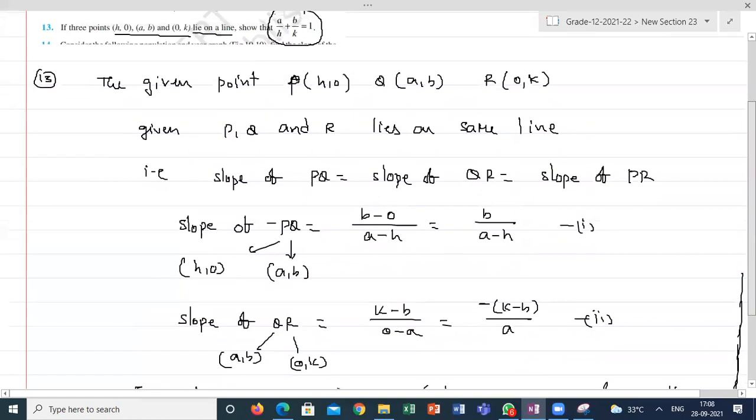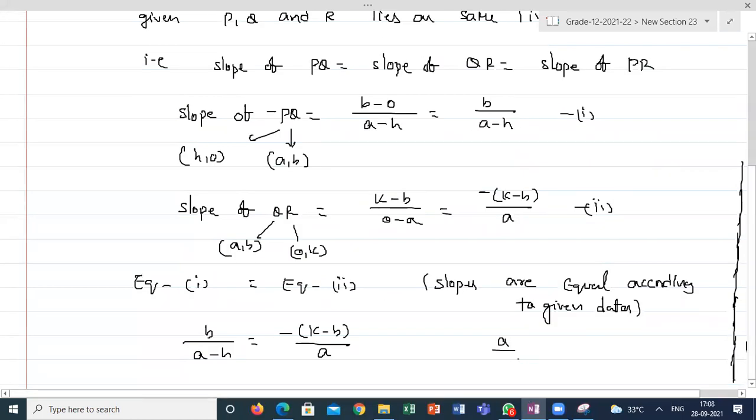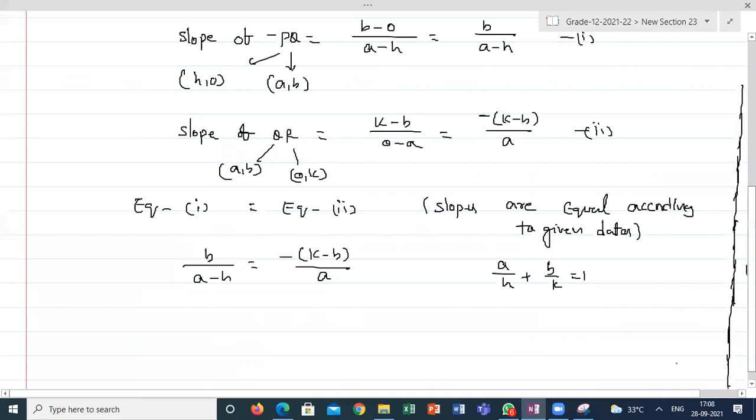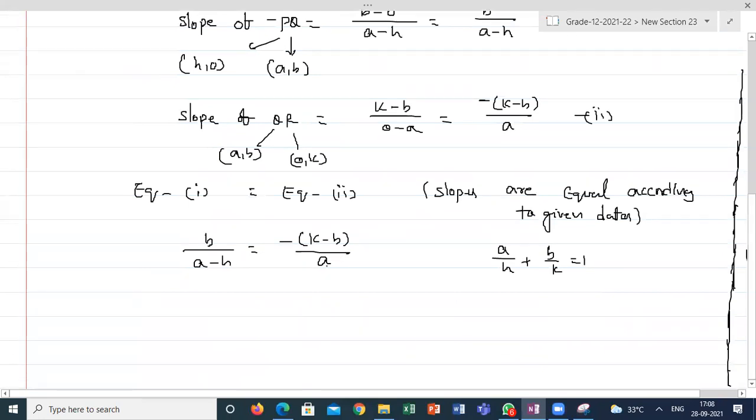a by h plus b by k is equal to 1. So I am having a relation between a, h, b, k. So I am cross multiplying. So a into b will be equal to minus of k minus b into a minus h.